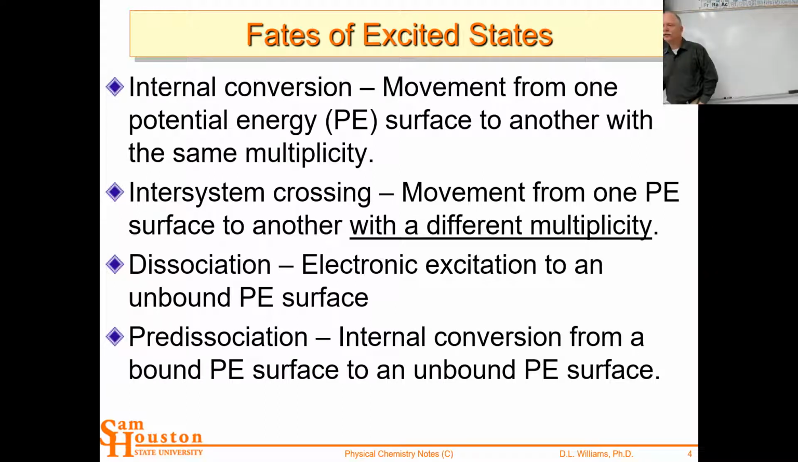And then predissociation, we'll show a picture of that. It's a little hard to understand text-wise. It's better with the picture. But it's internal conversion from a bound potential energy surface, in other words, one that has a dip in it and comes back up, to an unbound one that doesn't come back up. So you can hit sort of a ramp that leads to an exit where the atoms just come apart.